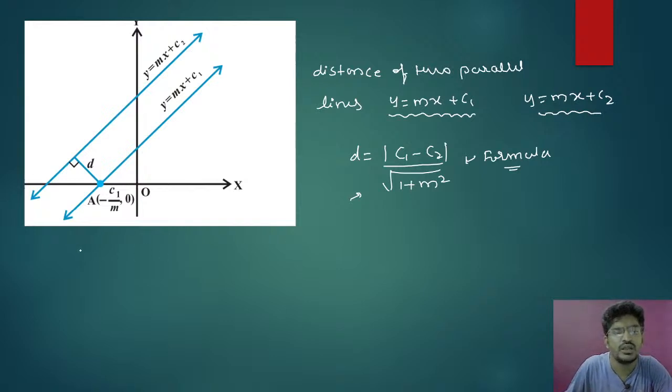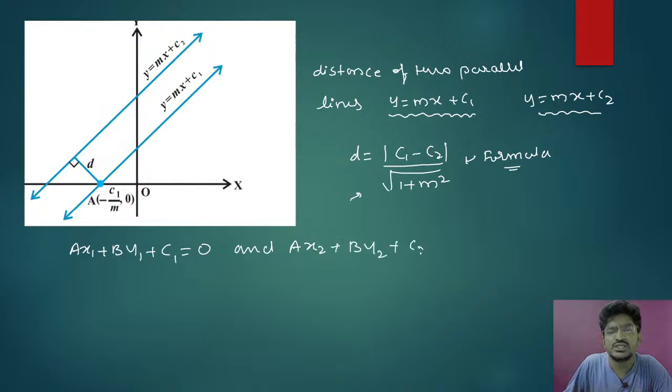But please remember, sometimes they will give ax plus by plus c1 equal to 0, and ax plus by plus c2 equal to 0. Like this they will give the equation of parallel lines. Are you getting my point? So here the x terms are going to be as coordinates. So let us remove this, no problem.